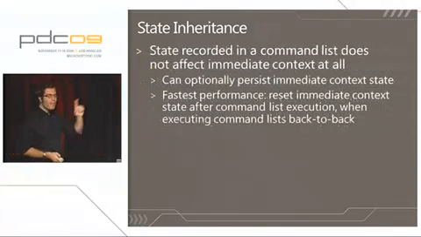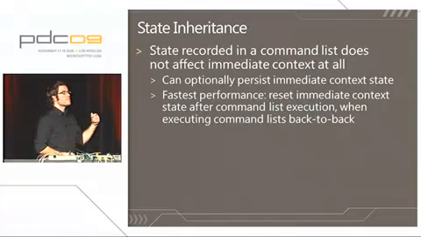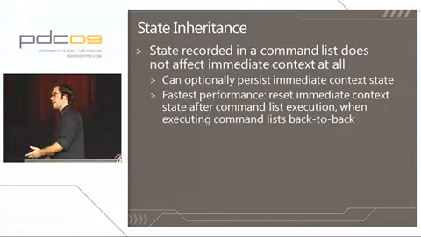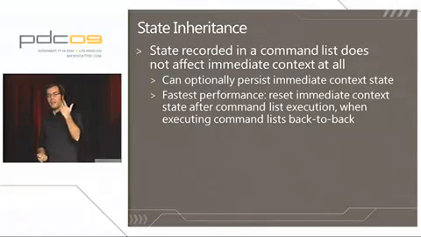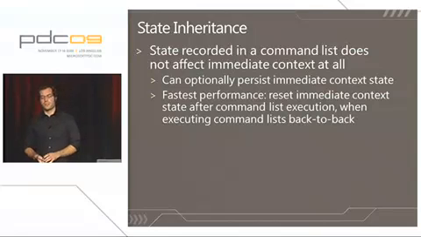You can't go the other way either. Once you execute a command list on an immediate context, the state will not get recorded into the immediate context. And this is to allow you to use the immediate context like you would if there was no deferred context being executed on it. So this allows you to make sure that there's absolutely no ambiguity on the immediate context of what state should be set. So we always talk about the fastest performance set is to reset the immediate context state after the command list. The runtime will do this.